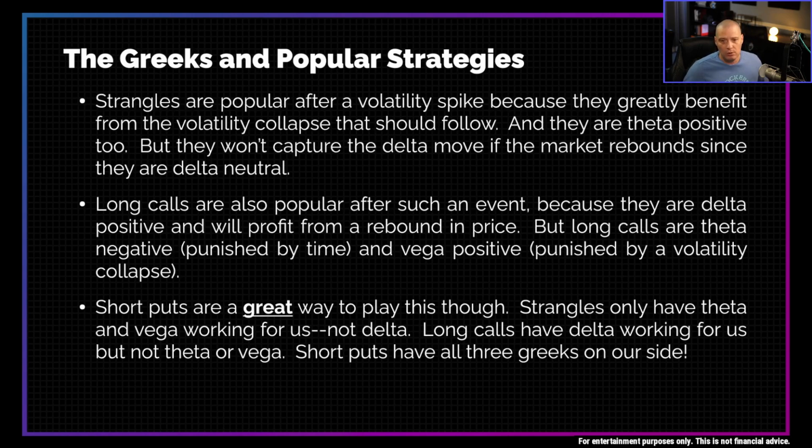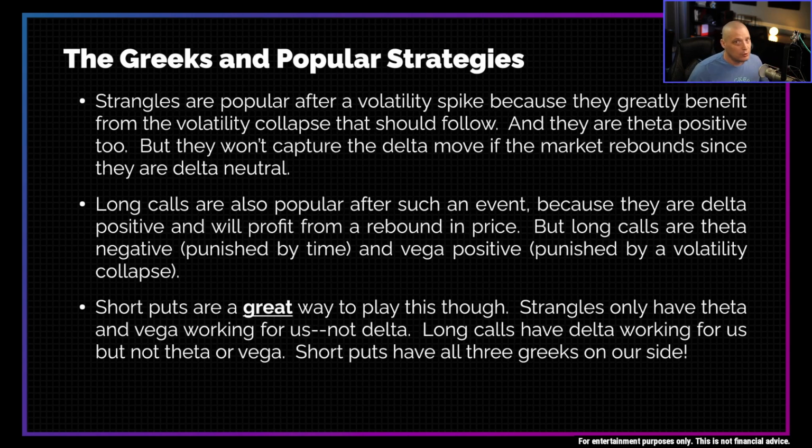But the problem with long calls is they're also theta negative, so they're punished by the passage of time, and they're vega positive, meaning they're punished by the volatility collapse that's also going to come with that market rebound. So now let's talk about what I think is the best strategy to put on after such an event, and that is the short put.